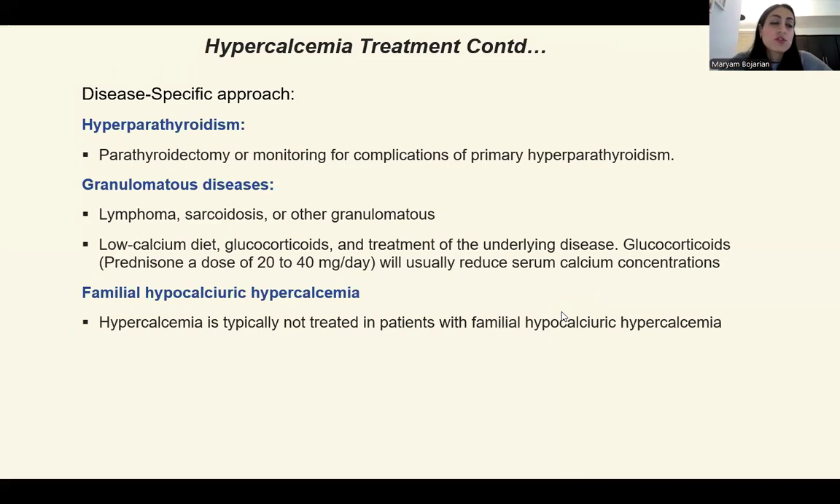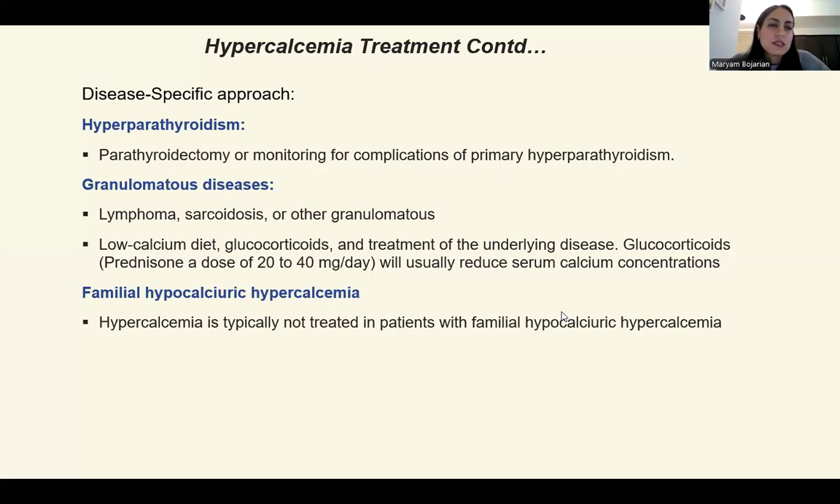If you diagnose your patient with hyperparathyroidism, you can either do a parathyroidectomy or monitor the patient. When to monitor and when to choose surgery is going to be another topic. But the mainstay is parathyroidectomy. The caveat is if the patient doesn't meet criteria for surgery or has a lot of comorbidities that make surgery difficult. But that's going to be a different topic.